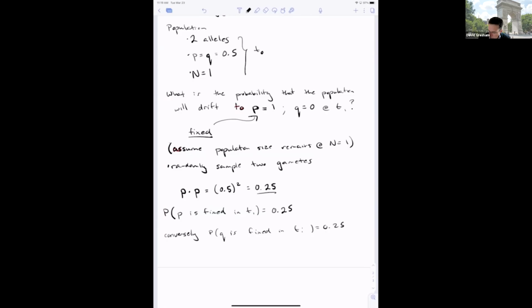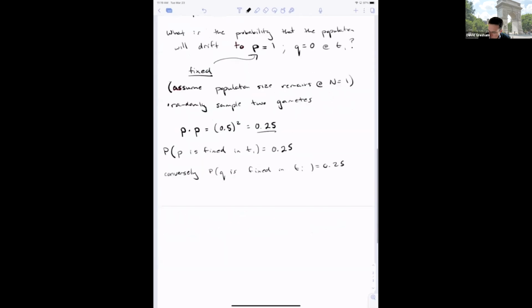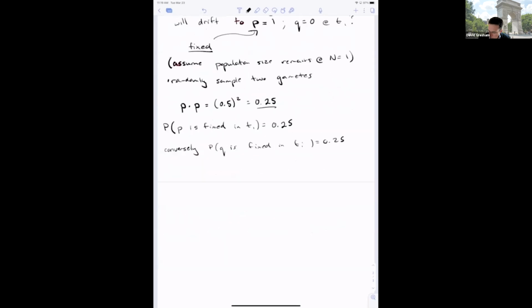Let's make it more complex now. Let's consider something more realistic. Let's say, what if our population is actually 2 individuals with P equals Q allele frequencies, so they're equal to 0.5, and we can ask this again.